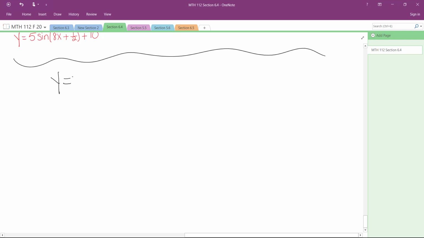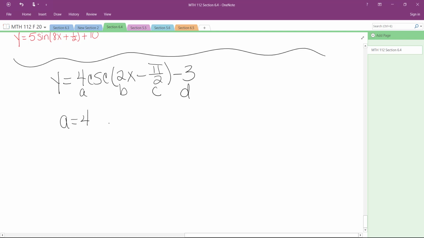We're looking at graphing y equals 4 cosecant of 2x minus pi over 2 minus 3. We're going to start off by graphing the sine portion and then look at our transformations. We have an a, a b, a c, and a d.